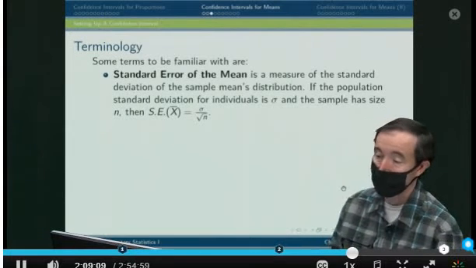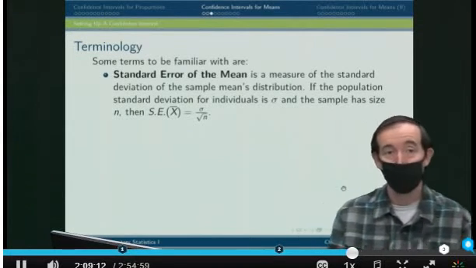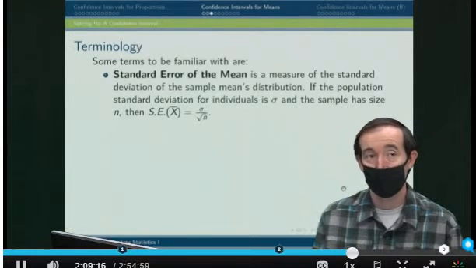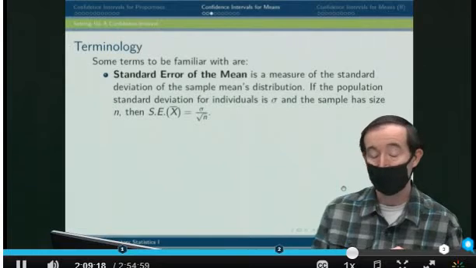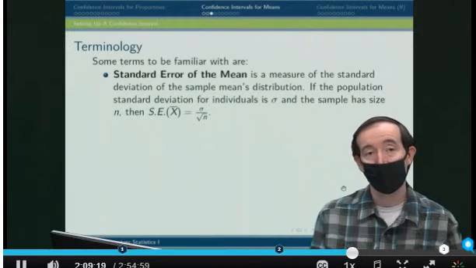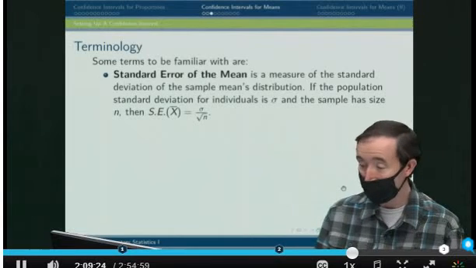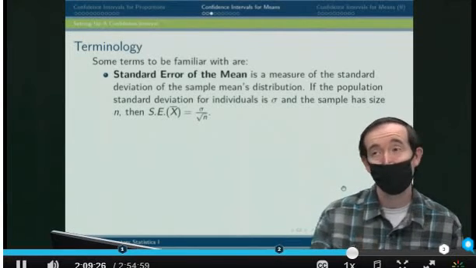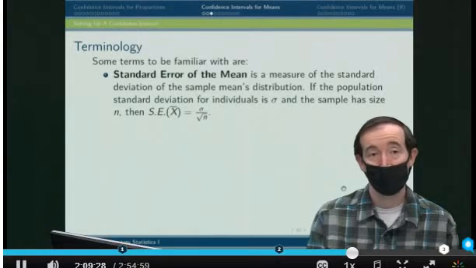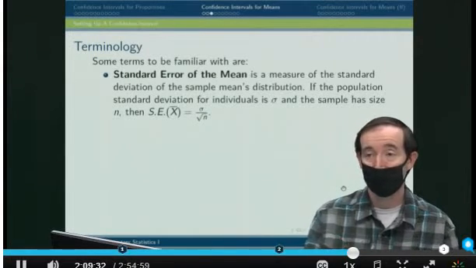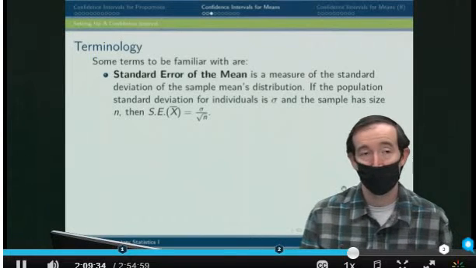Okay. So some terms you should know. I've already shown you these terms, so I'm not going to rewrite them, but I do want to emphasize their definitions here. When we did it with proportions, there was the standard error for proportions, standard error of sampling proportion in particular. That was calculated as the square root of p hat times q hat over n. That was the equivalent of standard deviation in the proportion sampling distribution.